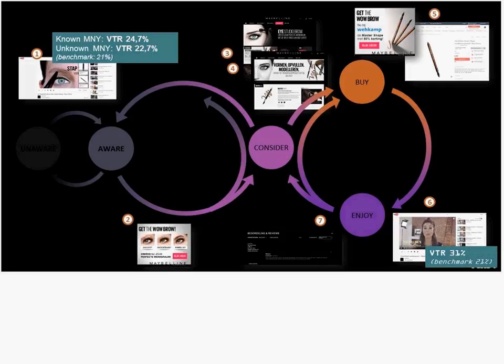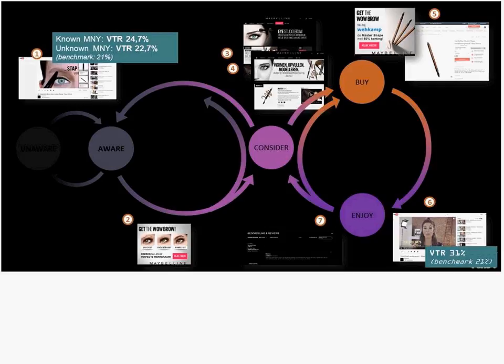visited Maybelline's website or subscribed to Maybelline's YouTube channel, or viewed any of their videos on their YouTube channel. And people unknown to Maybelline. Of course, Maybelline is a very well-known brand, but these are people we did not have data about yet. As you can see in this slide, both audiences performed above average, with the known audience delivering the best performance with a view-through rate of almost 25%.